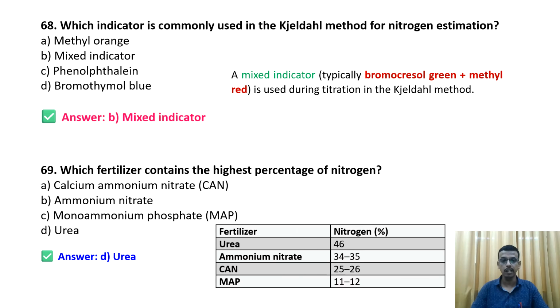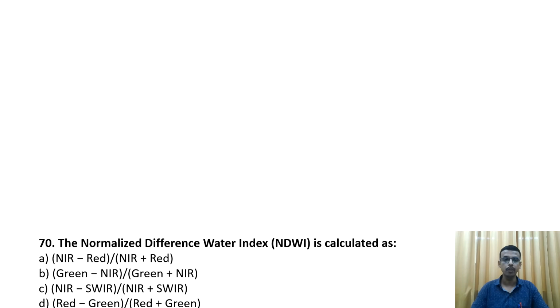See, I have given the table. Urea 46% nitrogen, ammonium nitrate 34 to 35% nitrogen. Calcium ammonium nitrate has 25. This is also important for exam. Calcium ammonium nitrate contains 25 to 26% nitrogen. MAP, monoammonium phosphate, contains 11 to 12% nitrogen. So please remember this table also.